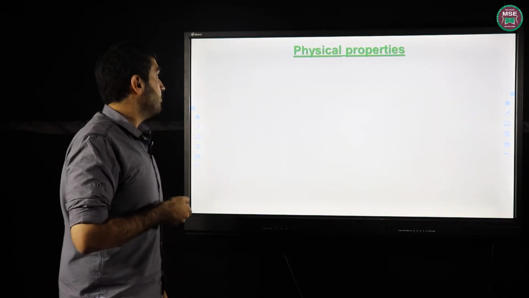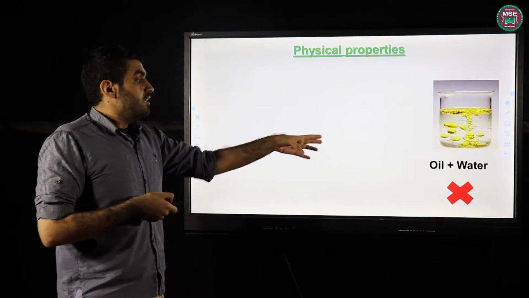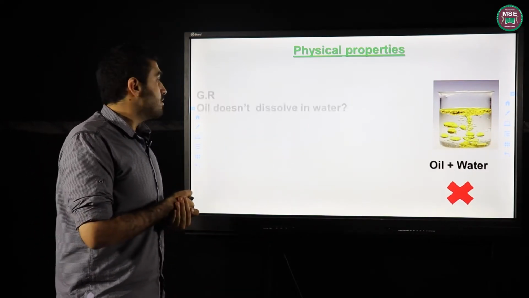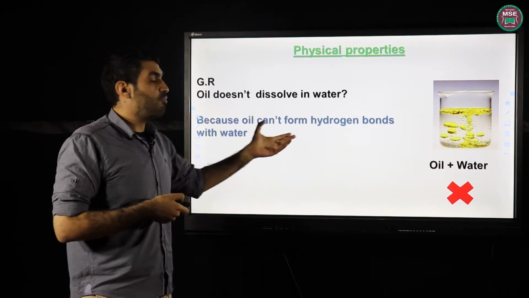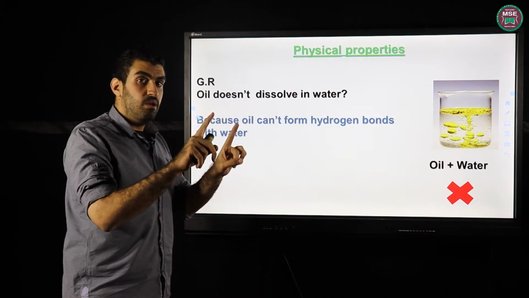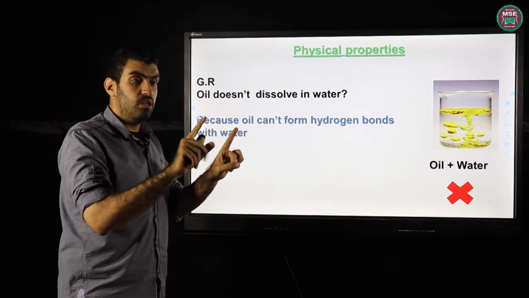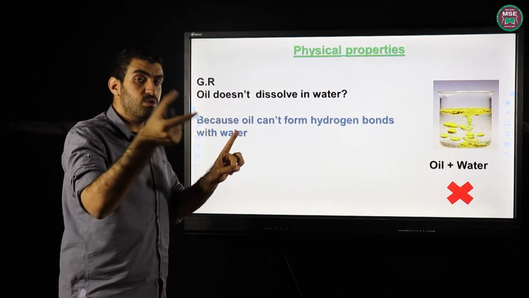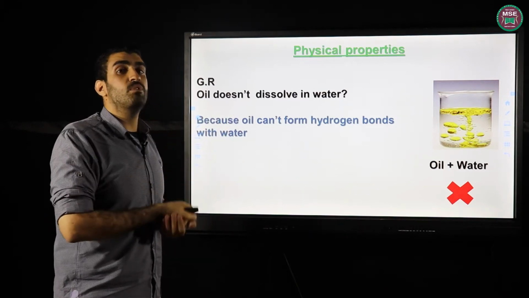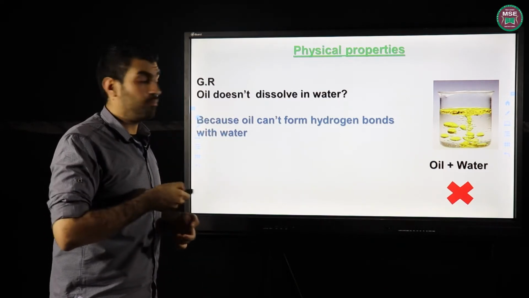water. Okay, the third case is oil plus water. Oil doesn't dissolve in water. Give reason: because it can't form hydrogen bonds with water. Oil and sugar are the same, both of them are covalent compounds, but sugar can form hydrogen bonds with water, so it dissolves, while oil can't form hydrogen bonds with water, so it doesn't dissolve.